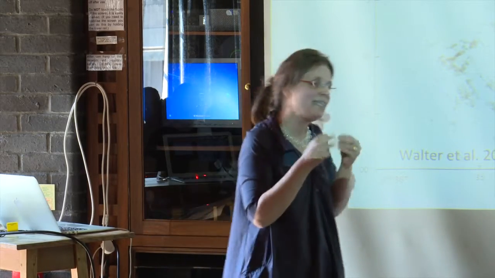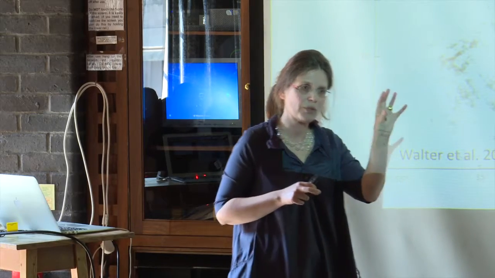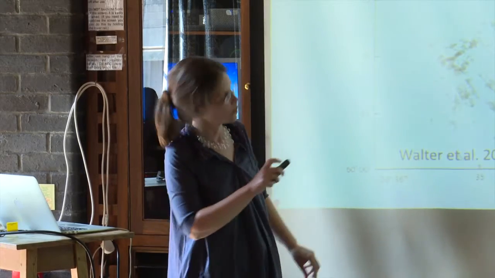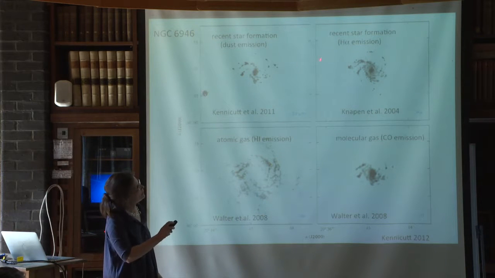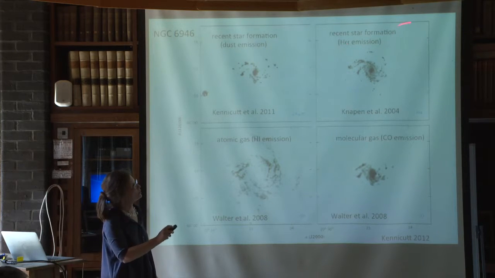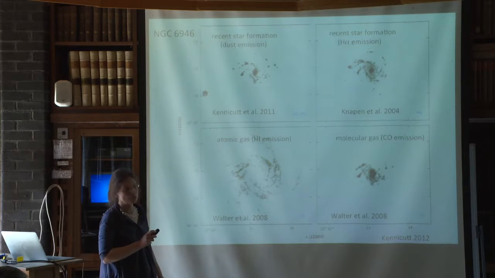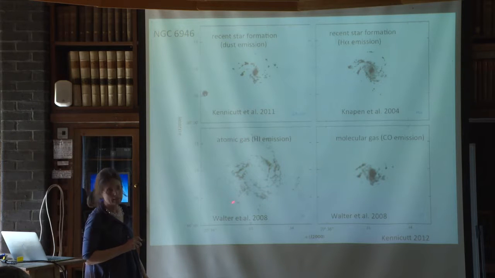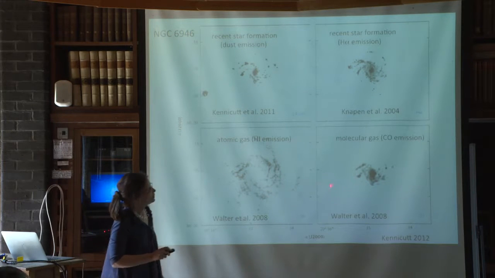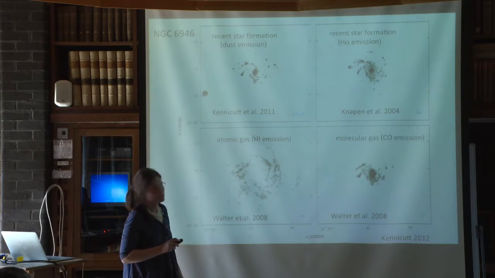Because the gas is heated by new stars, just like you saw in that previous image with the red cocoons around the new stars. So here's a picture of the same galaxy, but in H-alpha emission. So this also is believed to be a tracer of recent star formation. Here's a picture of that same galaxy in atomic gas. And finally, a picture of that same galaxy in molecular gas.